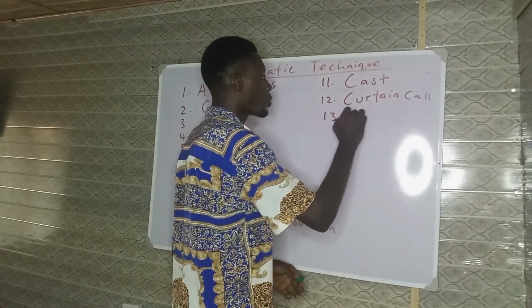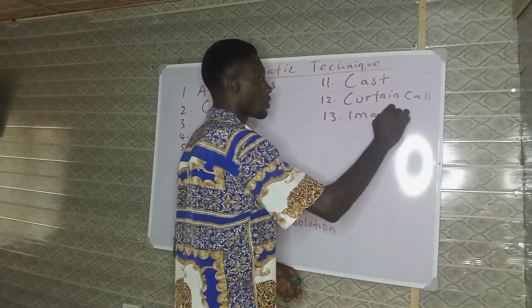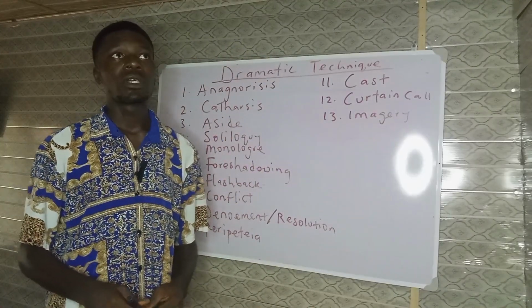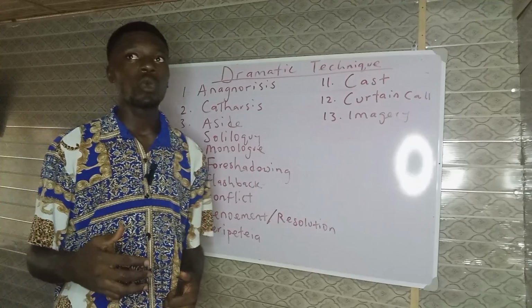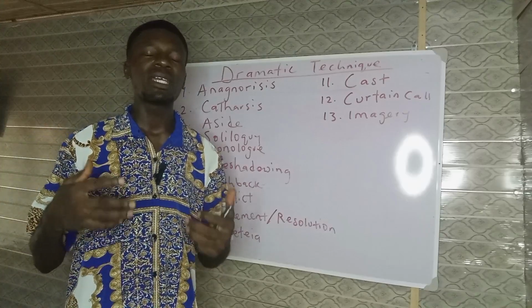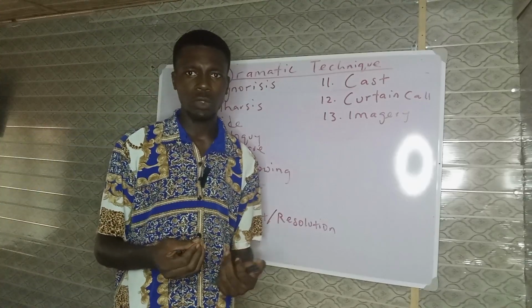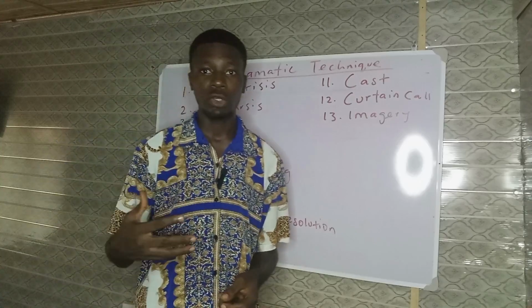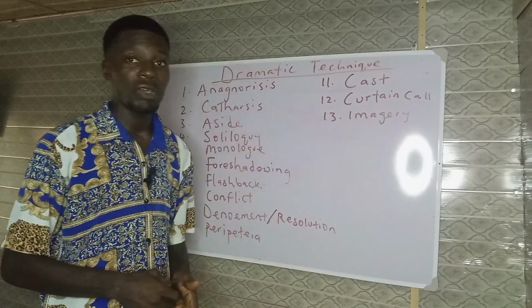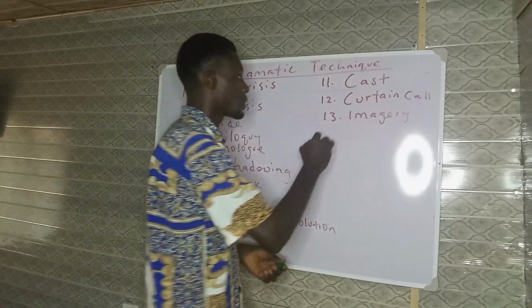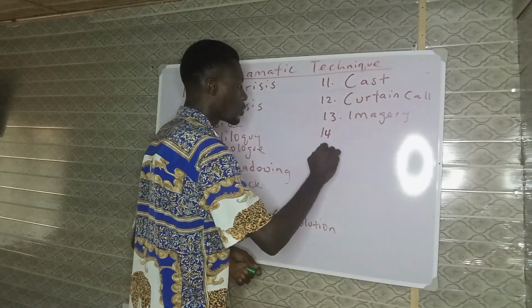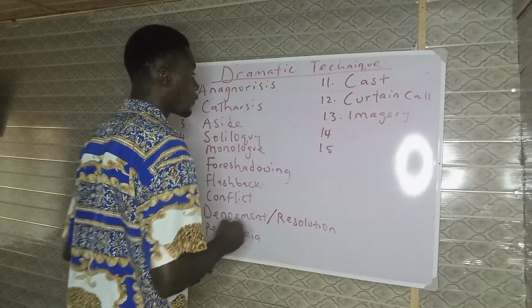Now we have what we call imagery. Very important. Imagery is the writer's way of creating mental pictures with words. So with imagery, a writer is able to create mental pictures, but in this case, the writer uses words. I said we should get up to 15 in this conversation.